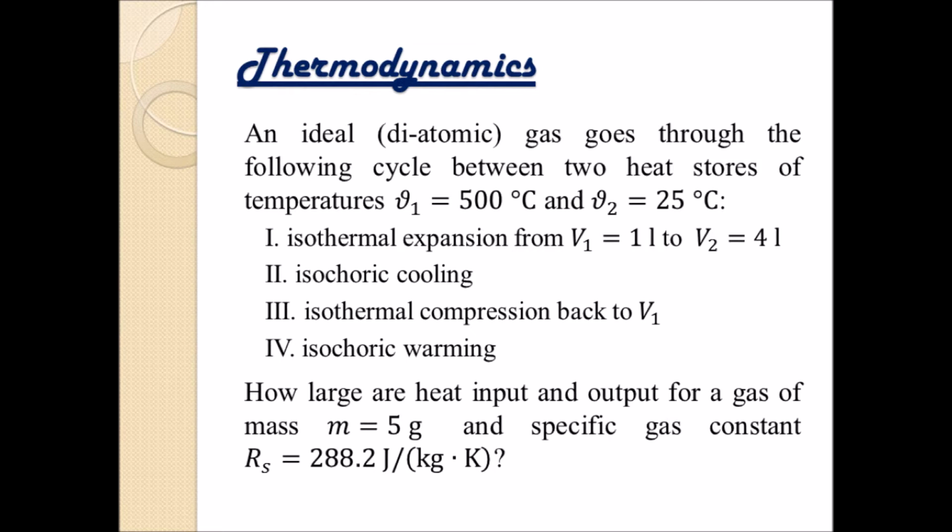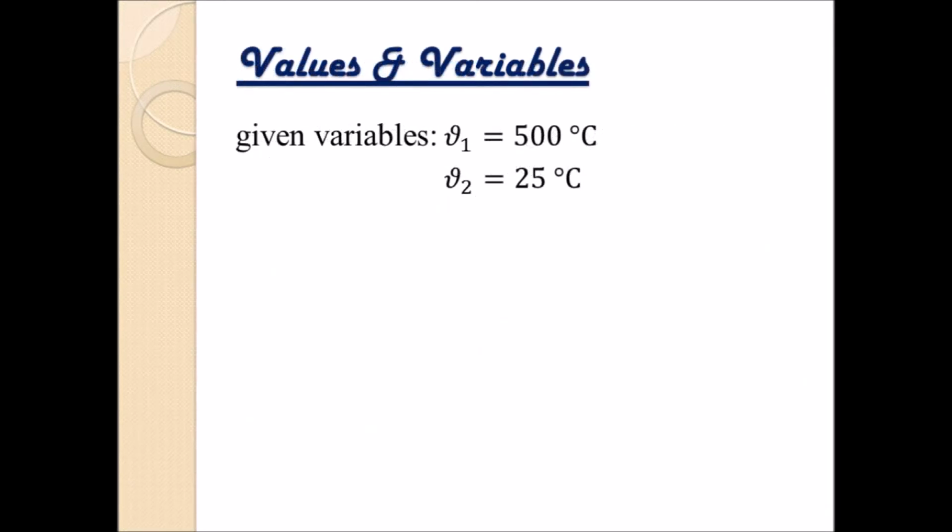Out of this, we can take the following information. We have given two different temperatures, θ1 as 500 degrees Celsius and θ2 as 25 degrees Celsius. Of course, degrees Celsius is not a basic unit, so let's convert it right here. θ1 becomes T1 equals 773.15 Kelvin and θ2, the 25 degrees Celsius, become 298.15 Kelvin.